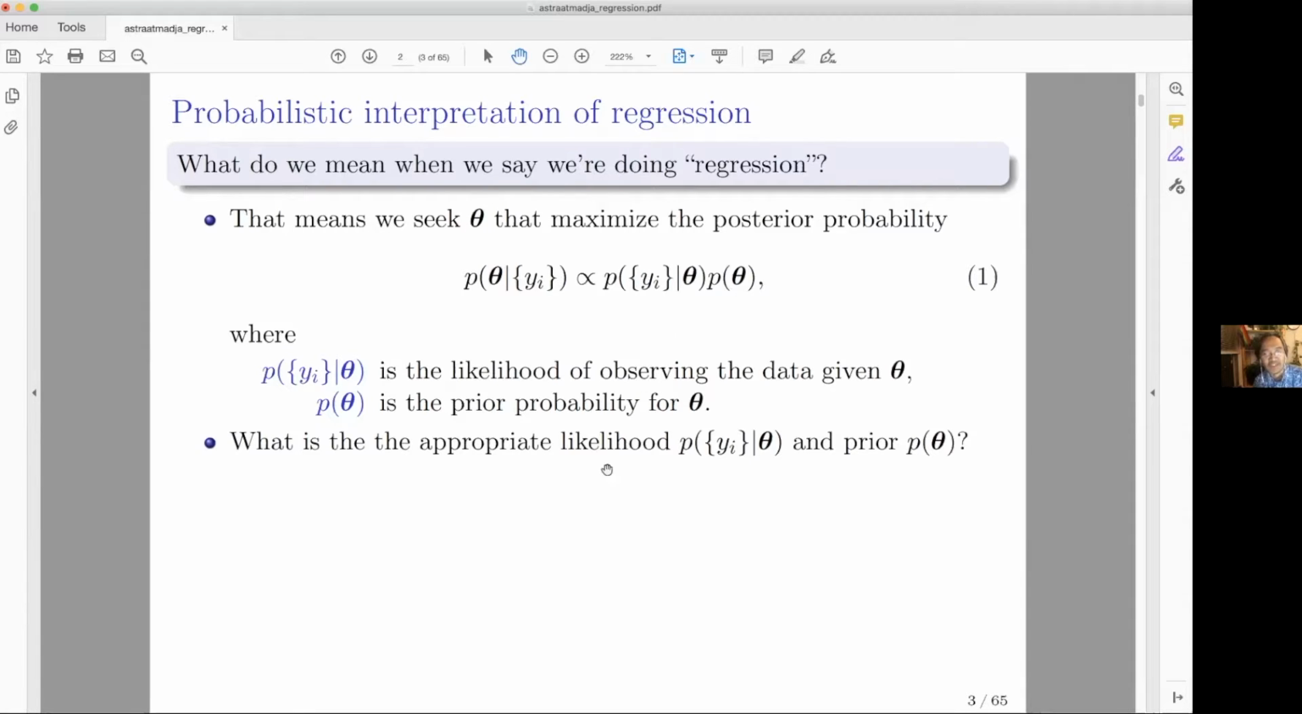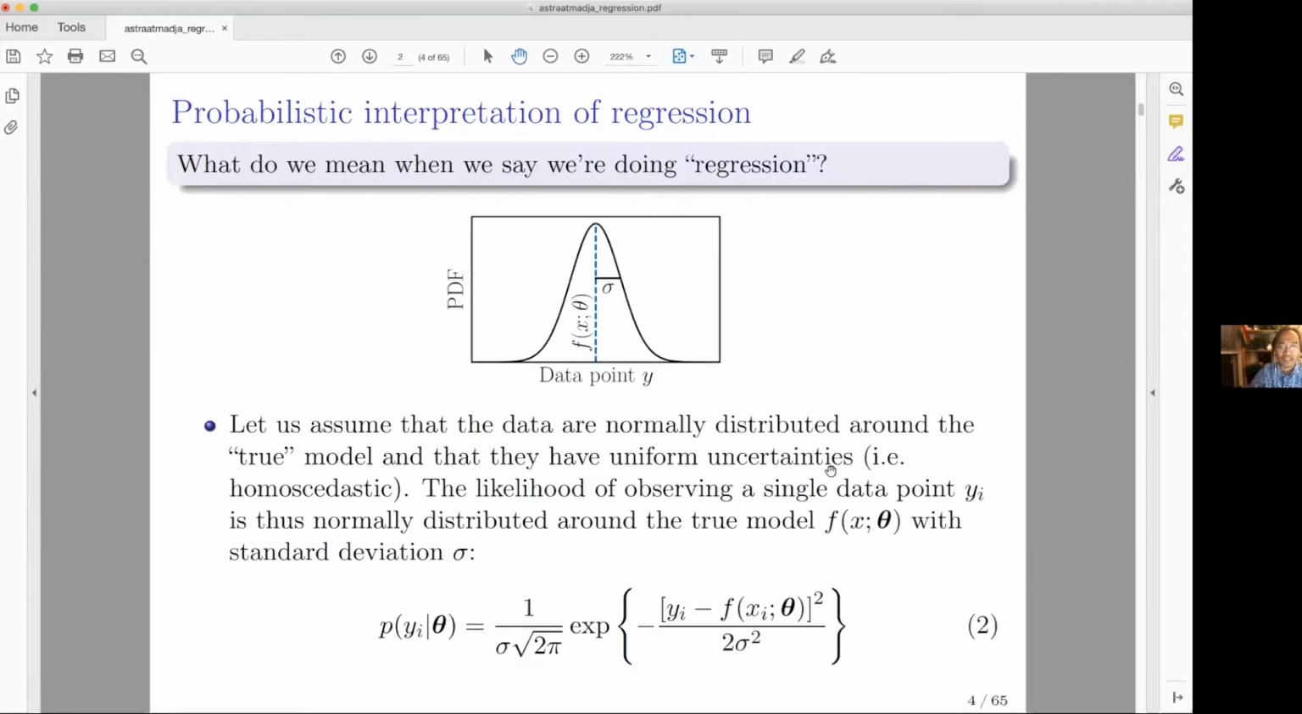And now the question is, what is the appropriate likelihood and prior? So the likelihood is a Gaussian. It's also a choice, but let's go on with this.